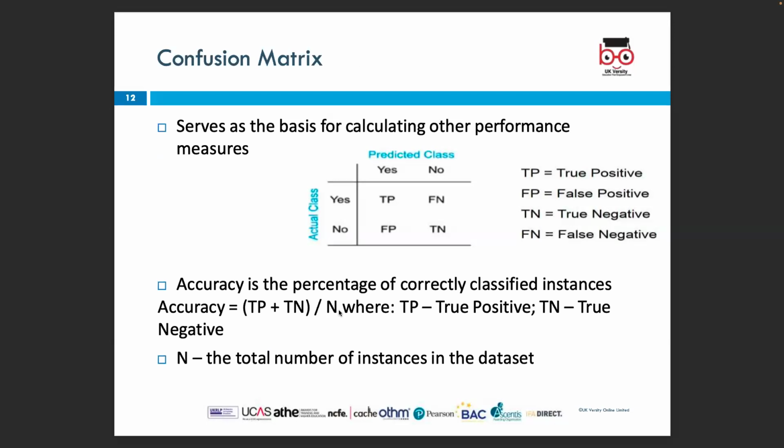Accuracy is TP plus TN divided by N, where TP is true positive, TN is true negative, and N is the total number of instances in the data set. This is self-explanatory.